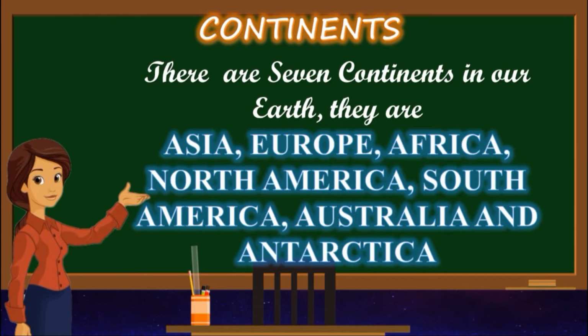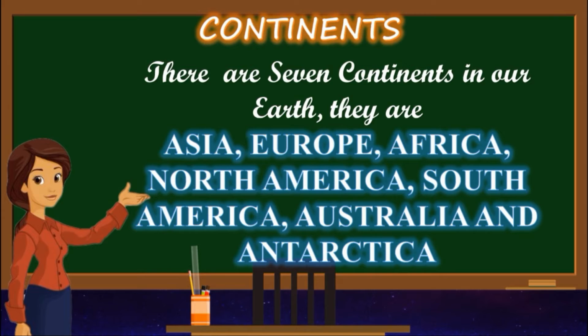There are 7 continents on our earth. They are Asia, Europe, Africa, North America, South America, Australia and Antarctica. So, a continent is one of several large landmasses generally identified by convention rather than any strict criteria. Up to 7 geographical regions are commonly regarded as continents.